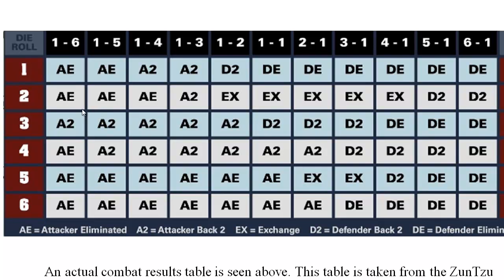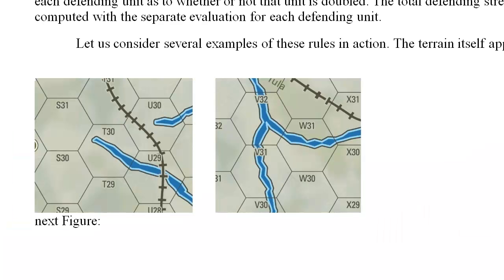And we work down, and finally at odds of 1 to 6, one time in 6 the attacker could roll an A back 2. The rest of the time the combat results are attacker eliminated, AE, and that's it for the attacking units. In some cases, terrain affects combat. It affects combat by doubling the strength of the defending units. Terrain does not affect advances or retreats.